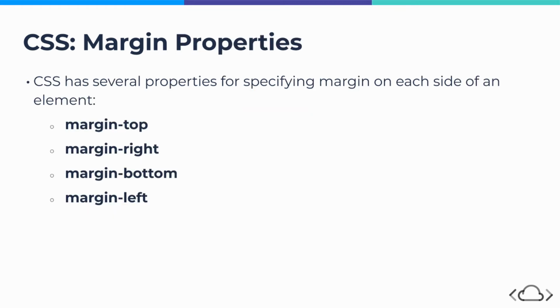Defining the margin is fairly simple, as in an element you have 4 sides, and the margin has a property for each side too: margin top, margin right, margin bottom, and margin left.